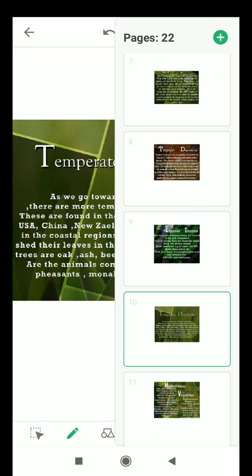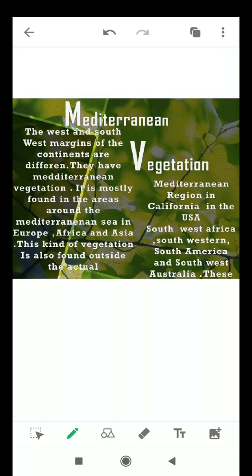The next we have is Mediterranean vegetation. The coastal land of Europe and the northwestern part of Africa around the Mediterranean Sea form the largest area where this type of vegetation is found. The natural Mediterranean vegetation is adapted to survive long, hot and dry summers and prolonged wet periods in winter.